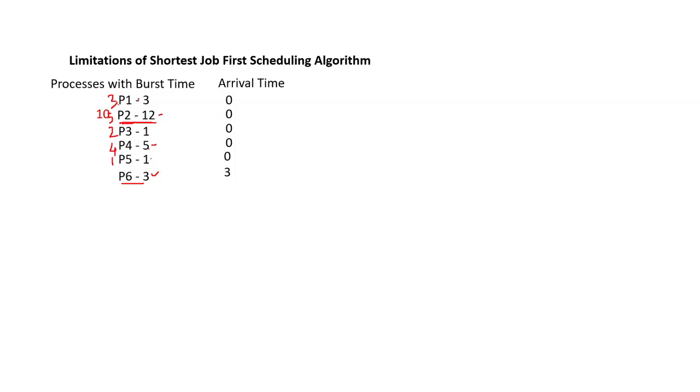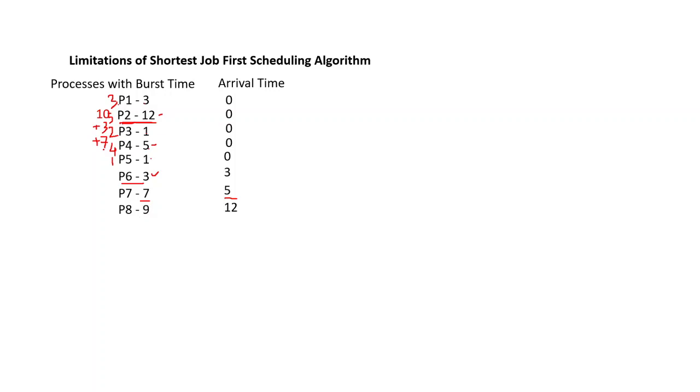So the processing of P2 gets delayed by 3 more time units. At time point 5, P7 arrives with a burst time lesser than that of P2, that is 7, which is less than 12. So P7 will be scheduled before P2. So the waiting time now becomes 3 plus 7, that is 10 more time units.